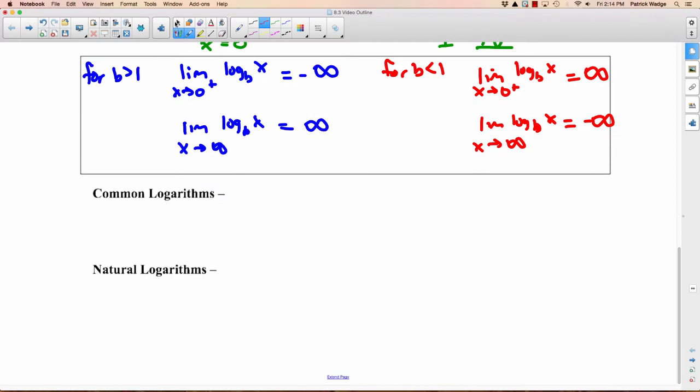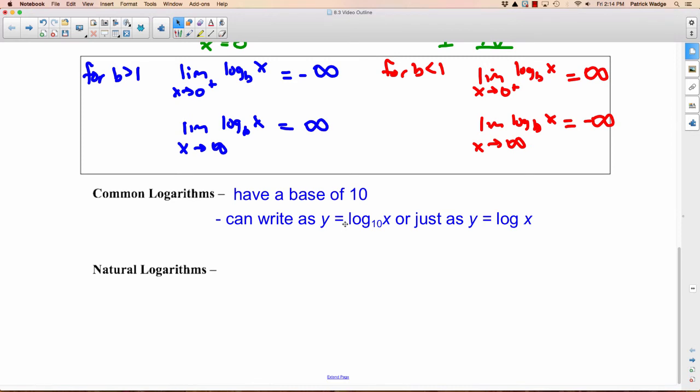A couple other notes, very quick, because you know this. A common logarithm has a base of 10. You can write it as y equals the base 10 logarithm of x, or you can just say y equals log x, and then just take it for granted you mean the base 10 logarithm, or common logarithm, and use the log button on your calculator.